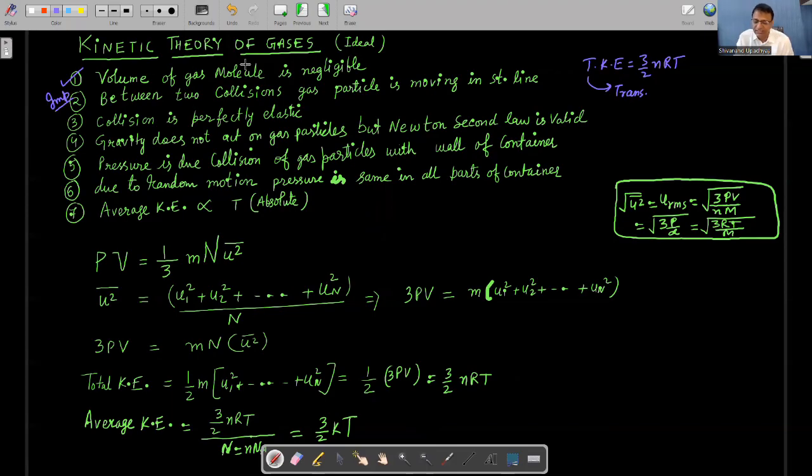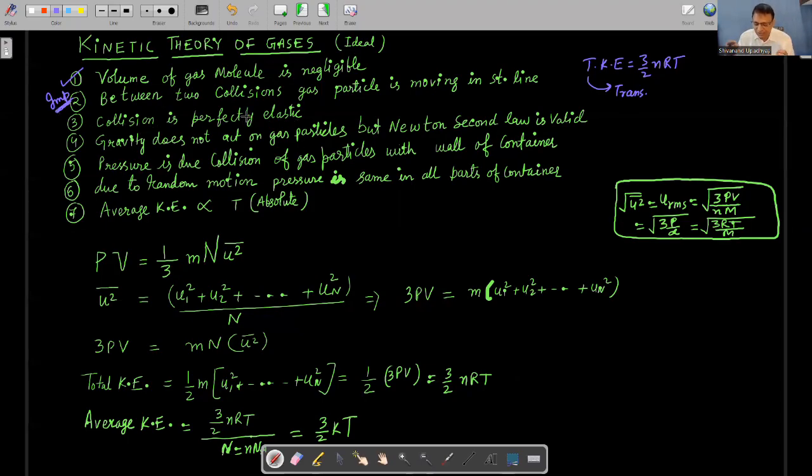So for point mass, we only consider translational kinetic energy. In ideal gas, we assume that gas particles are point mass, so we can only talk about translational kinetic energy. Between two collisions, they are moving in a straight line. So this point is very important for exam. Many times they are asking between two collisions, what is the motion? Motion is a straight line.